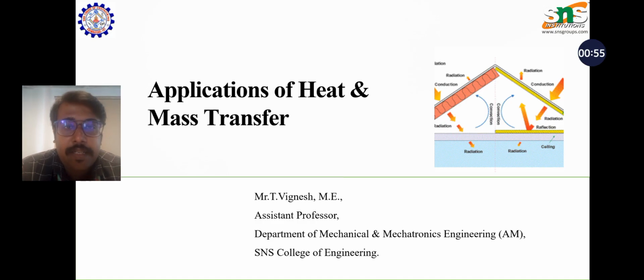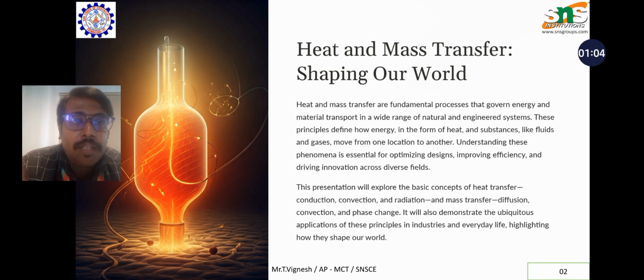So it evolves from, or it has, a basic principle of heat transfer. So we need to understand what heat transfer means. Heat and mass transfer are fundamental processes that govern energy and material transport in a wide range of natural and engineering systems. In general, without heat, no work is possible. So heat is a very essential thing.